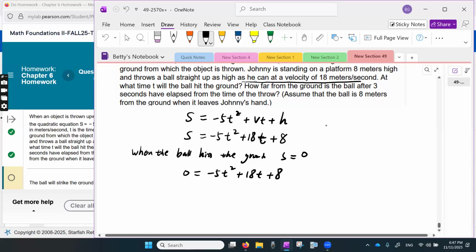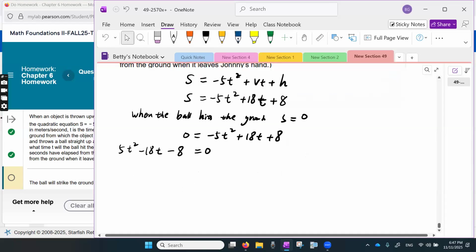I'm going to move all the three terms to the left side. Remember, change the sign. Negative 5t squared is going to become a positive 5t squared. 18t becomes negative 18t. 8 becomes negative 8 on the left side, all right? And then we're going to solve this quadratic equation. This is an application of a quadratic equation. So now we are solving it. How do we solve it?